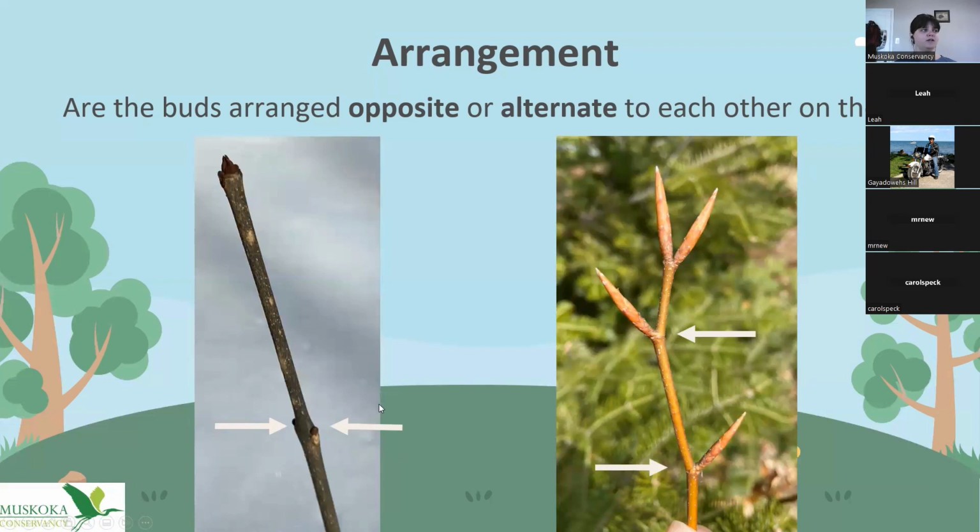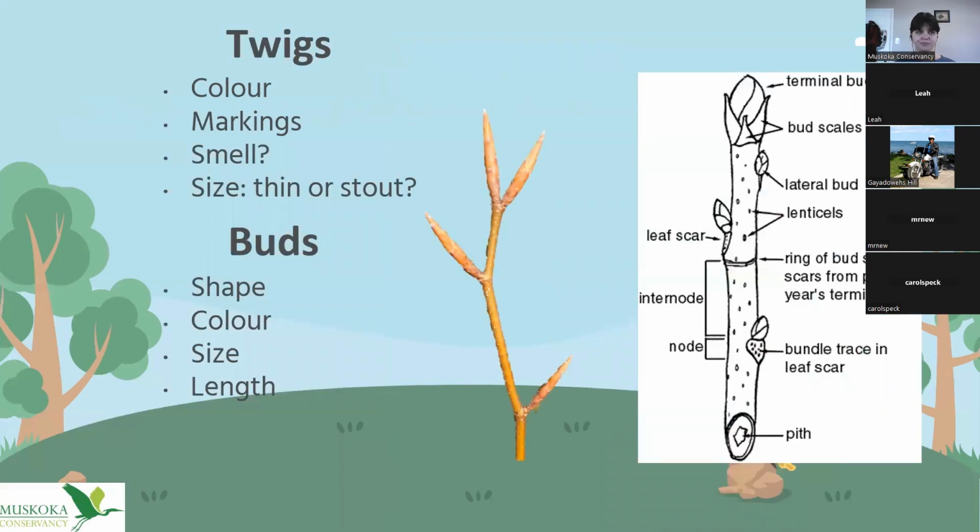So yes, alternating or opposite. This will help you to rule out certain species right off the bat. So it's a really important first step that I recommend you all take. So once you've determined if it is alternate or opposite, you can take a closer look at the twigs and buds. So for our twigs, you'll want to consider the color, the markings that it might have on it. Some of them may have a specific smell as well, and you'll also want to consider the size. So they may be slender and thin, or they might be thick and stout.